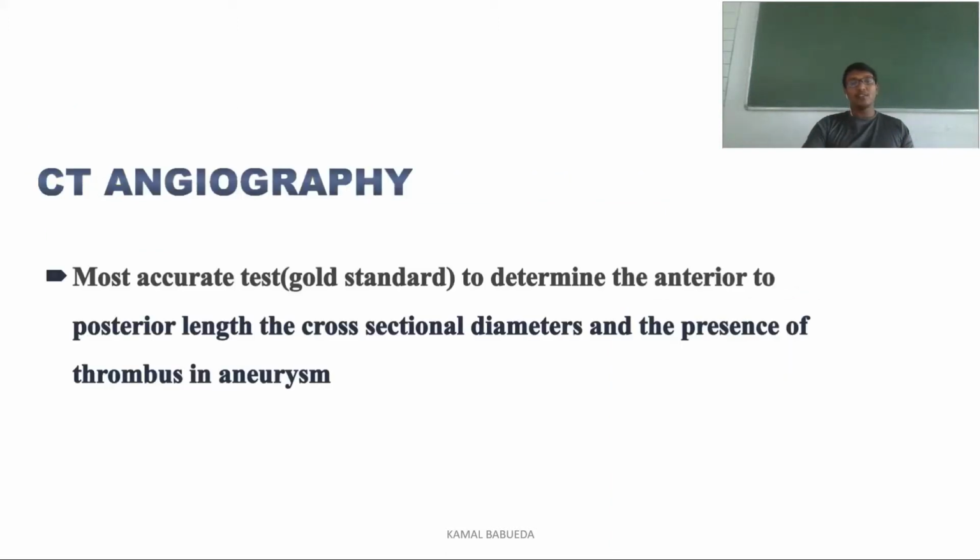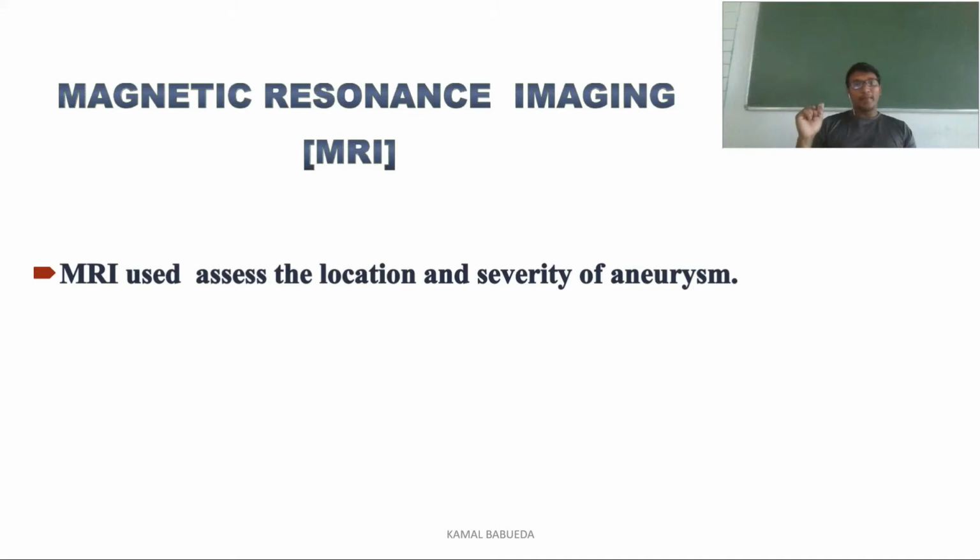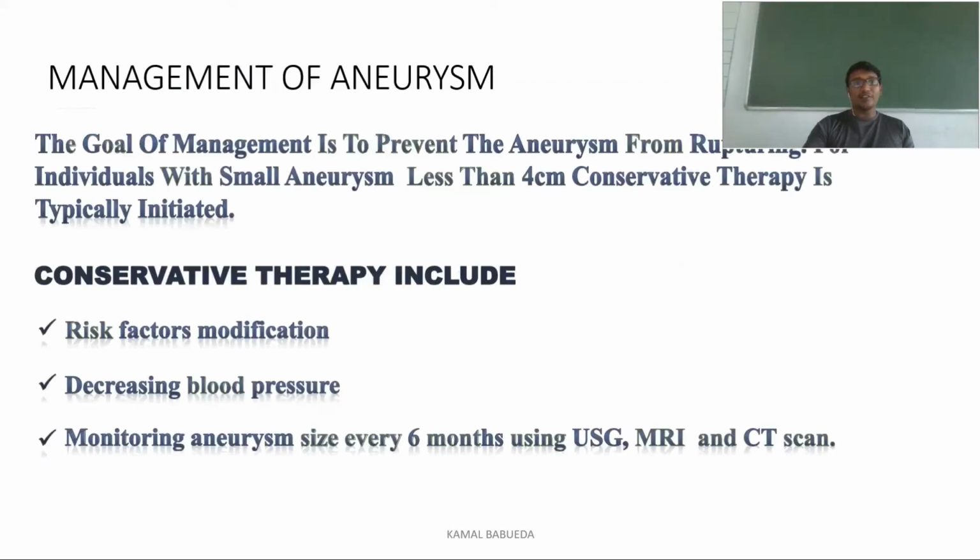CT angiography gives you a clearer visualization of the aneurysm. It is the most accurate test and is also called the gold standard. It is used to determine the anterior to posterior length and the cross-section diameters in the presence of thrombus in the aneurysm. Coming to the MRI, this is also very useful in detecting the aneurysm. It is used to assess the location and severity of the aneurysm.